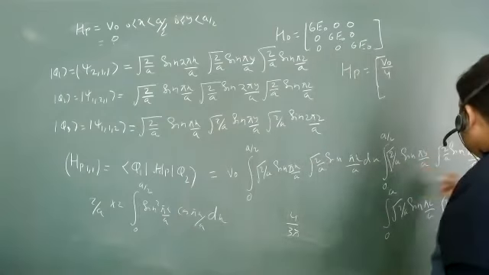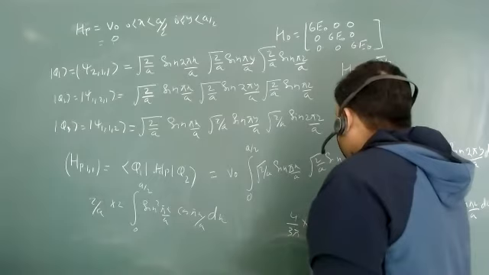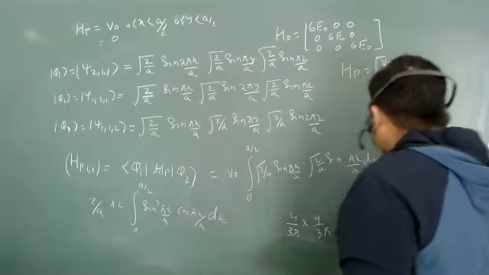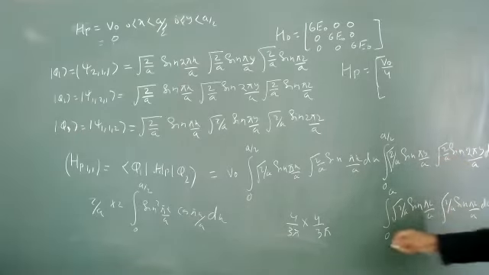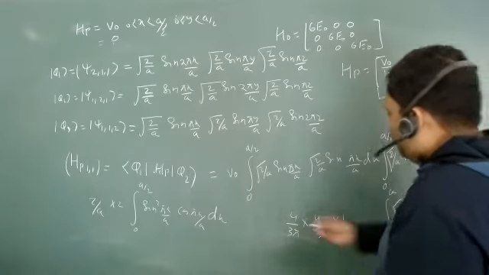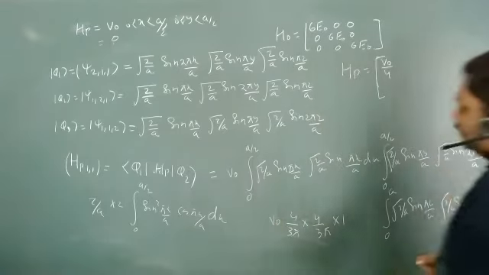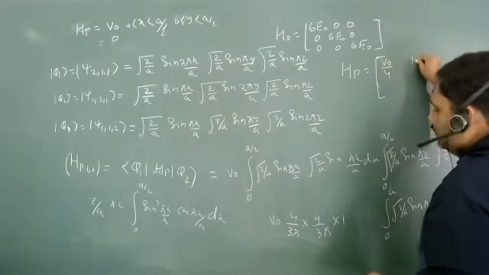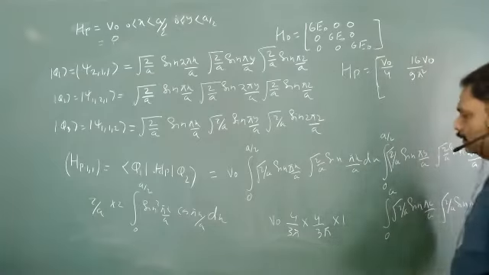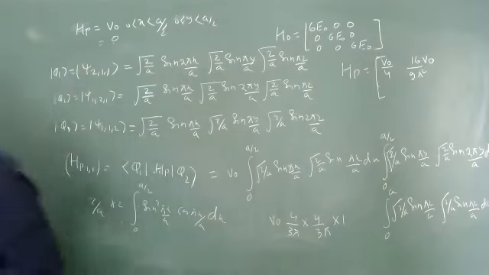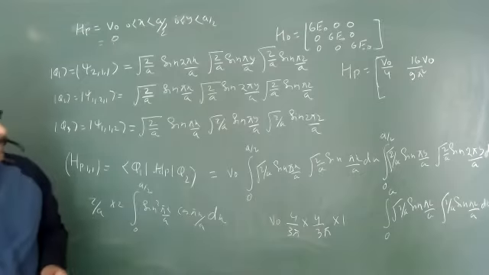Now, what about this integration? Exactly 4 upon 3 pi, because these two are the same thing. Only x is there, y is there. And what about this one? This one is again 1. And yes, V0 is also there. So the second integration is 16 upon 9 pi square V0. Let me check whether we have done it correctly or not. Yes, 16 upon 9 pi square V0.